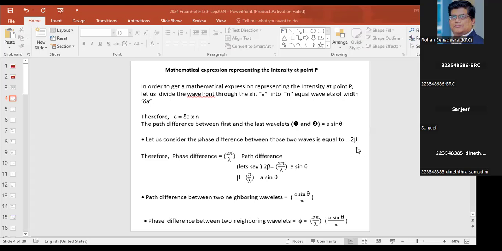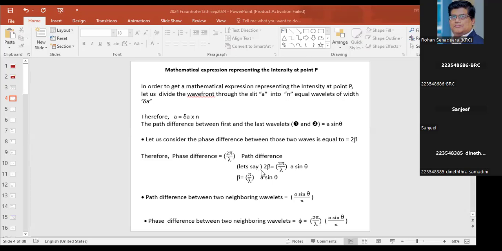We are just thinking about a value, let's say 2 beta. So you will think why we use 2 instead of beta. See in the next slide why we use 2 beta. Now we can write by using our very famous equation, phase difference is equal to 2 pi over lambda into path difference. So now we are going to put all these values. Path difference is a sin theta, phase difference is 2 beta.